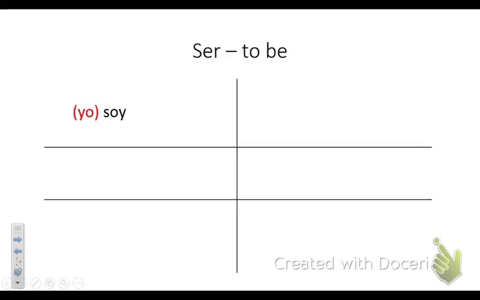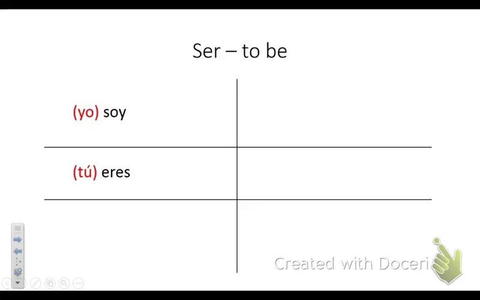So we have yo soy, tú eres. Maybe you're familiar with those with our question, ¿de dónde eres? Eres is a form of ser. When you answer that question, ¿de dónde eres? Where are you from? You say soy de, and then the place that you're from. So we already used the words soy and eres, which are both forms of ser.